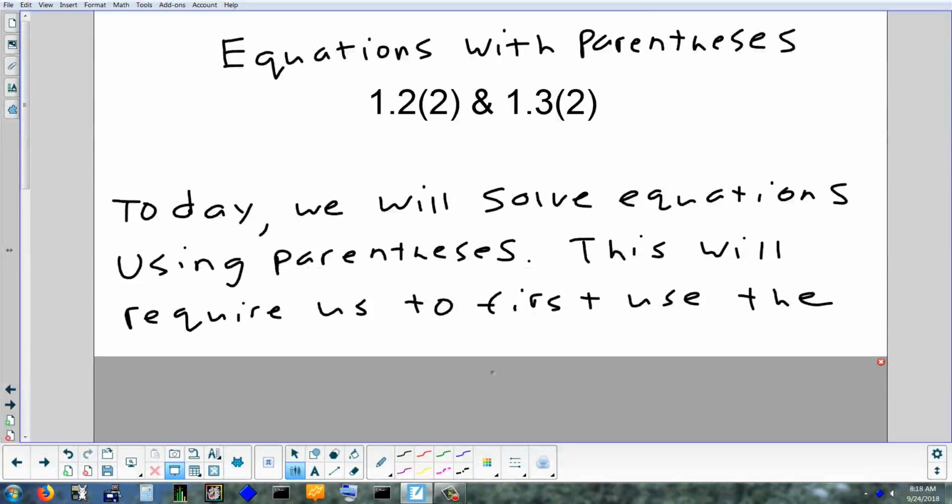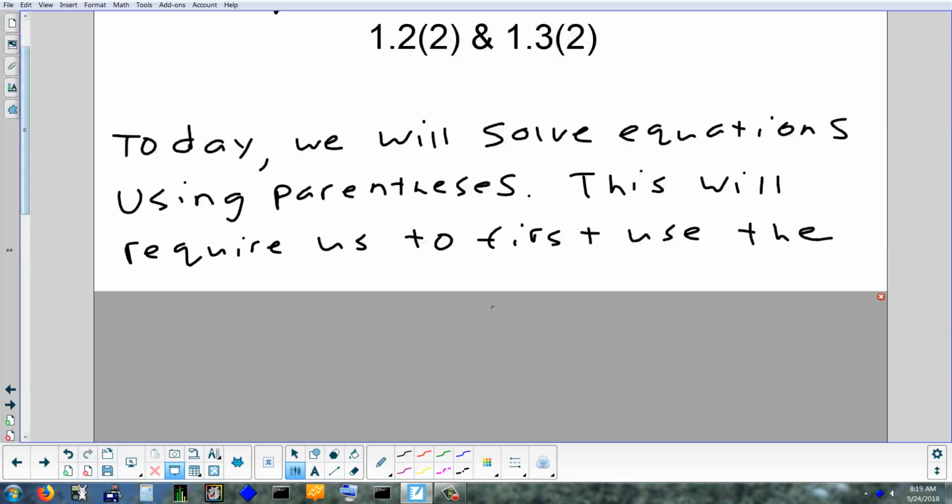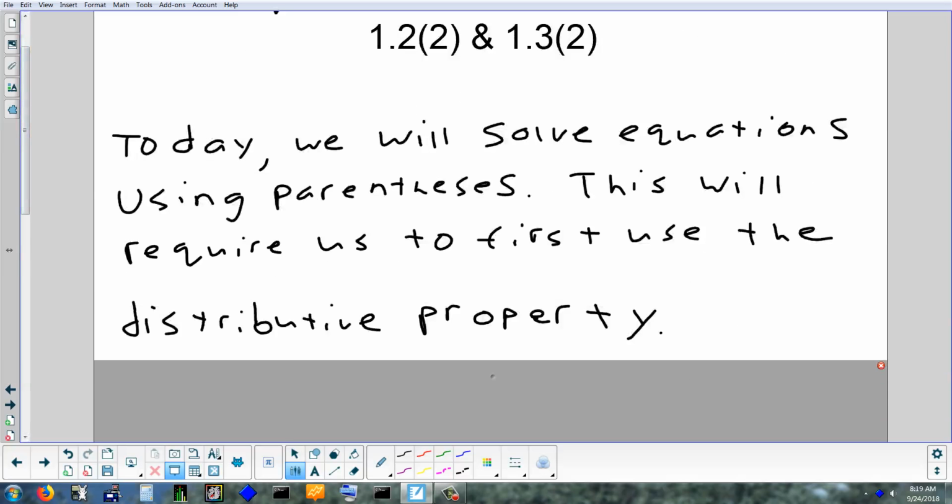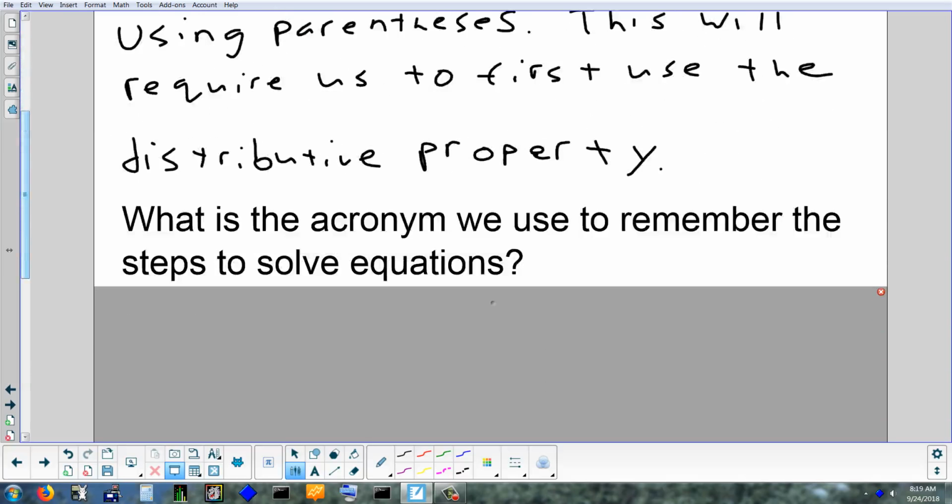So what we're going to be looking at is solving equations that have what we just did in the warm-up. Equations with parentheses. Now, when you have parentheses, what property do you always have to use? It was in the directions on the warm-up. Distributive property. All right. So this is just explaining what we're doing today. There's nothing you have to write down there. So basically, we're going to use distributive property.